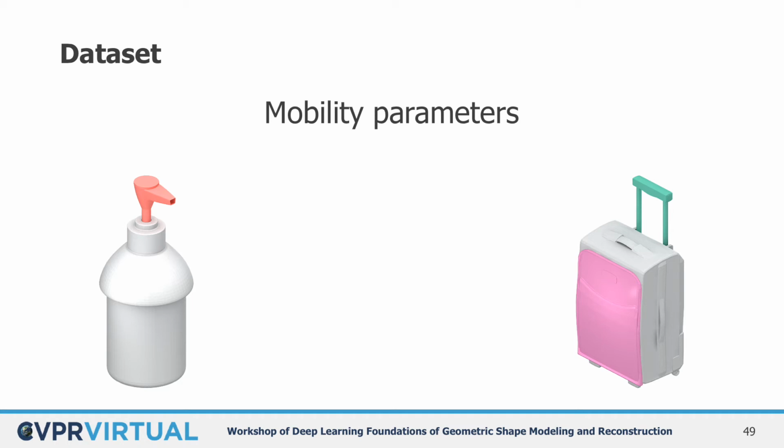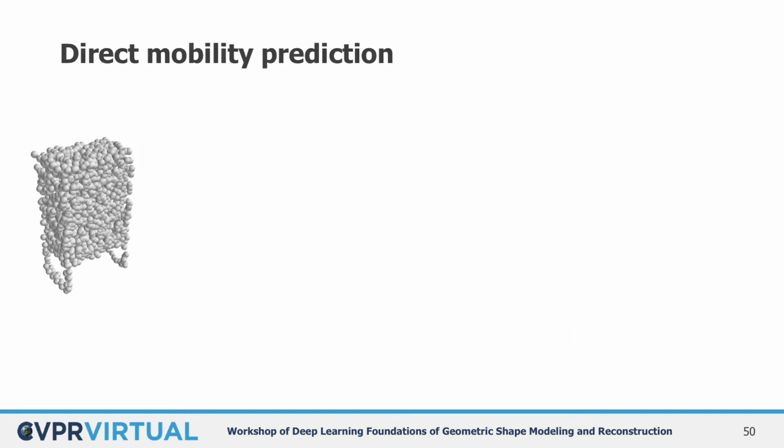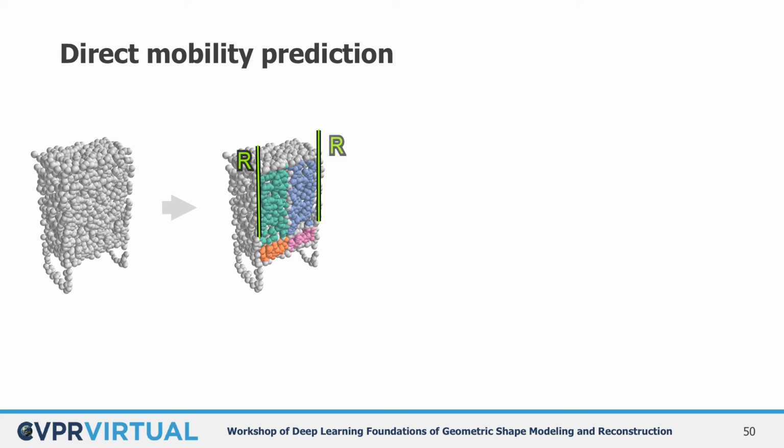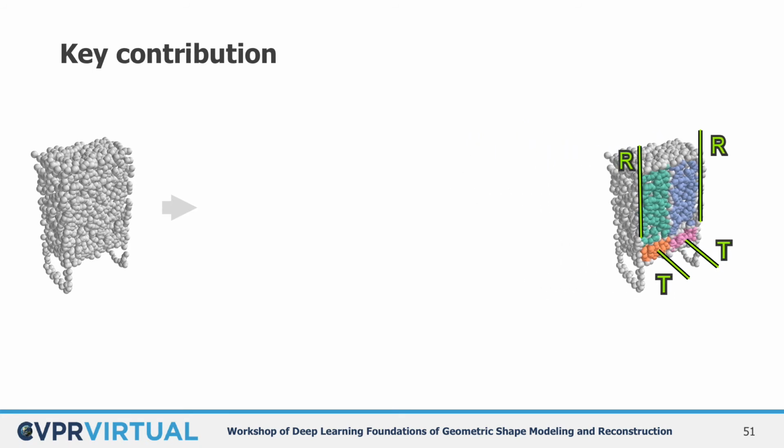With such a dataset, the most straightforward way to learn the part mobility is to directly predict the part segmentation and the mobility parameters, and then the part motion can be generated based on the prediction. However, our key observation is that switching the prediction order, that is, hallucinating the part motion first, and then obtaining the part segmentation and per part mobility parameters based on the hallucinated motion, gives better results.